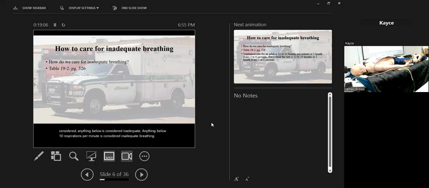So our normal breathing rate is what? Inadequate breathing is a respiration rate of what? Below 10 or above 22. Right. 22 or 24? 22? It's 24. 24, I believe. I thought I said 22 last week. Yeah. What's your book say? 24 in the book? Okay.